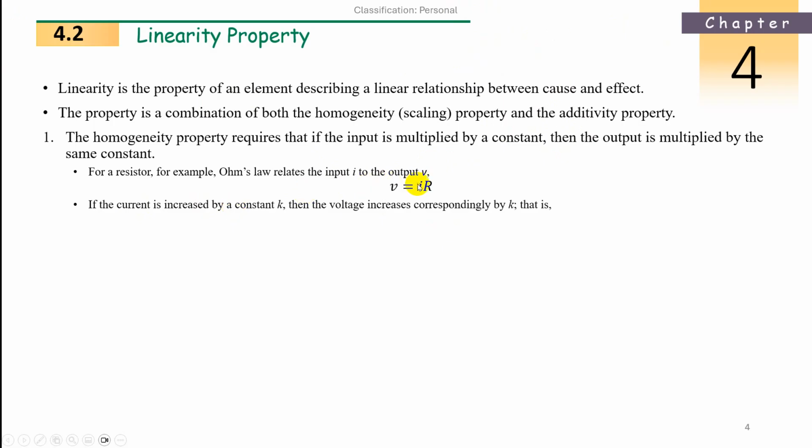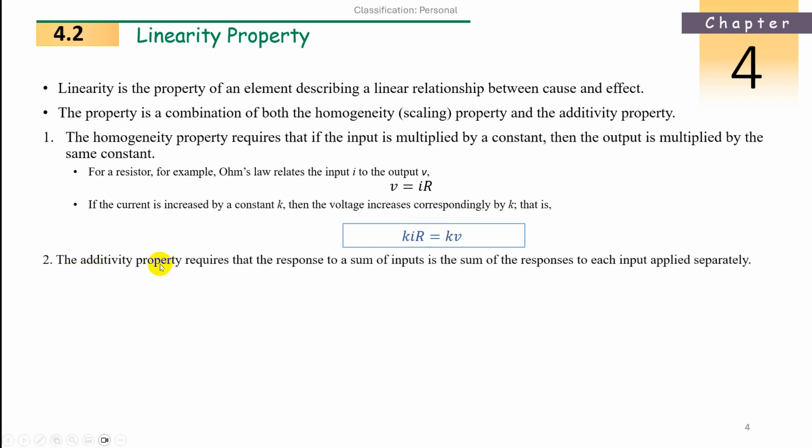So if the current I is increased by a constant K, let us say constant K, then the voltage increases correspondingly by K, that is KIR is equal to KV. It means both sides the same multiplication should be there, and the same output should come. If voltage is increased by K times, the current should be increased by K times. It's called proportional or linear, we can say. So Ohm's law is linear always.